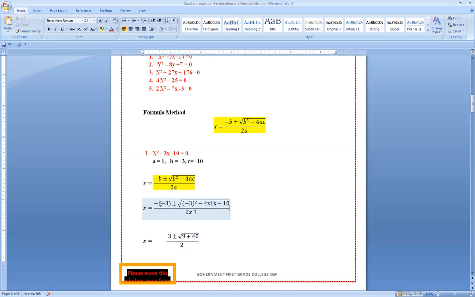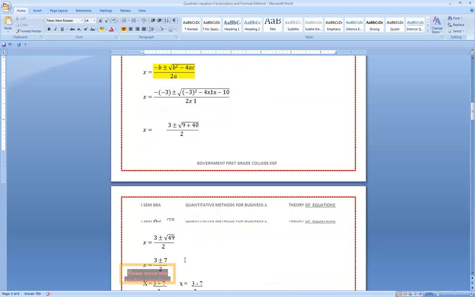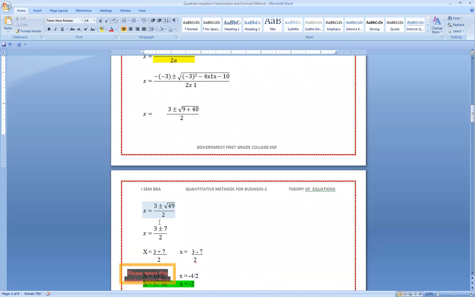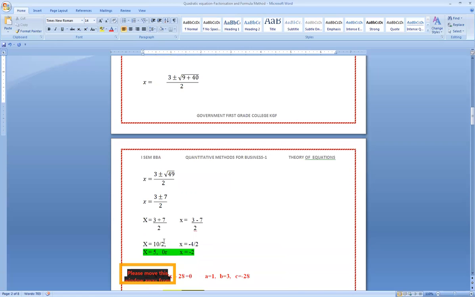Now x equals, minus into minus becomes plus 3, plus or minus root, minus 3 into minus 3 is nothing but 9. Minus into minus becomes plus, so minus 4 into 1 into minus 10 gives plus. 4 into 1 is 4, 4 tens are 40, divided by 2 ones are 2. The next step: x equals 3 plus or minus root of 9 plus 40, the value becomes 49, root 49 divided by 2. When we remove the square root of 49, the value will be 7. So x equals 3 plus or minus 7 divided by 2. We are getting two values, one is plus 7, another one is minus 7.